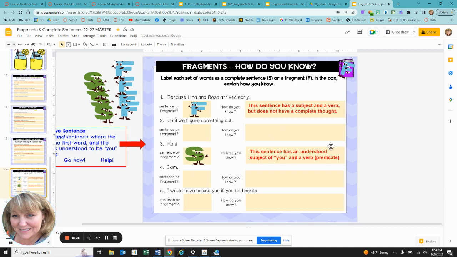On this slide, you are going to label each set of words as a complete sentence with an S or a fragment. In the box, explain how you know. So, "Because Lena and Rosa arrived early." Well, we know that this is a fragment, so we're dragging it over. How do you know? The sentence has a subject and a verb, but does not have a complete thought. So Lena and Rosa would be our subject. Arrived early would be our predicate, our verb phrase, but it's not a complete thought. We don't know what they did until we figure something out. Whichever one it is, drag it over and then explain why.